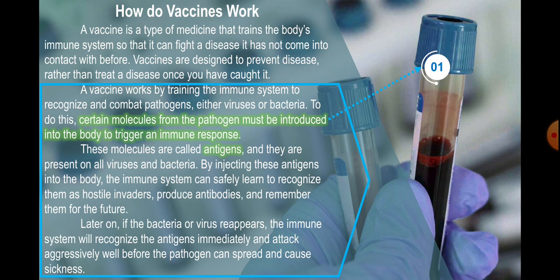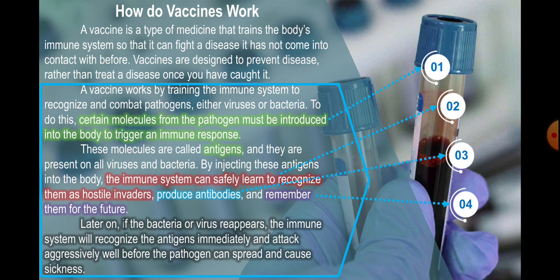And what is the next step? Here. The immune system can safely learn to recognize them as hostile invaders, and you can mark it as the second step. And then after that, after learning it, the immune system will produce antibodies, and you can mark it as the third. And next, after producing antibodies, it will remember them for the future. That is the fourth step. And then the last step is this.